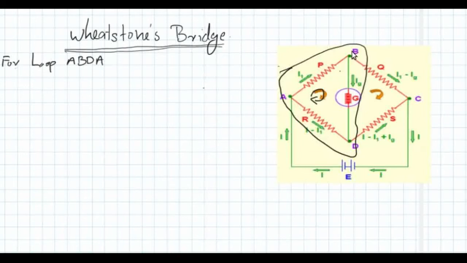Then at the junction B, out of the I1 current, Ig will pass through the galvanometer. Ig represents the current through the galvanometer. So some part of the current I1, which is Ig, will pass through the galvanometer. And what is the balance? The balance will be I1 minus Ig. So the balance current I1 minus Ig will pass through the resistance Q.